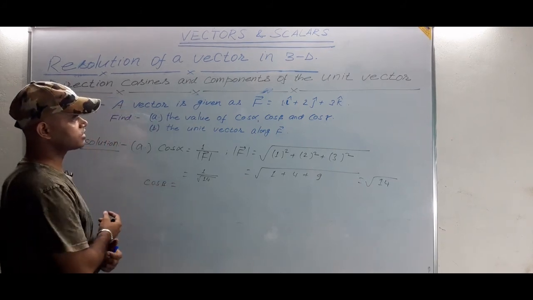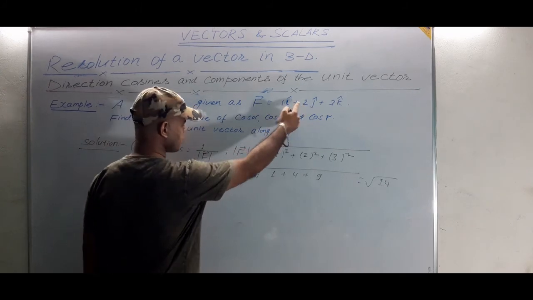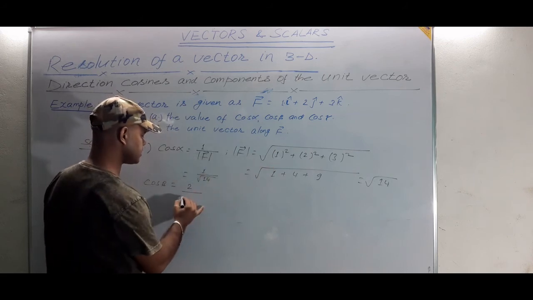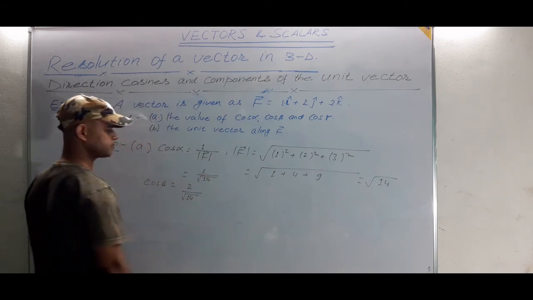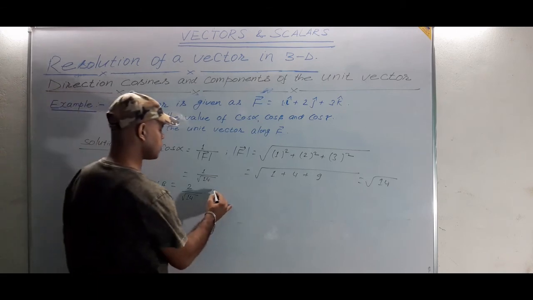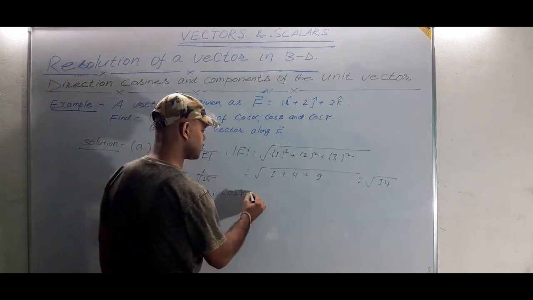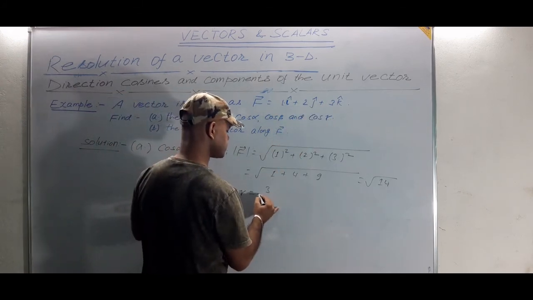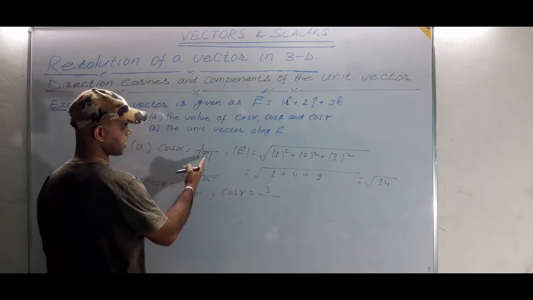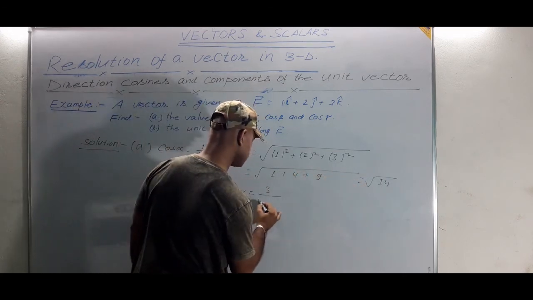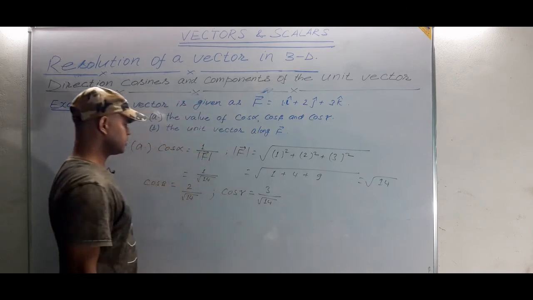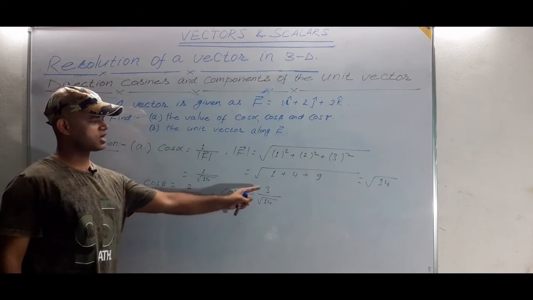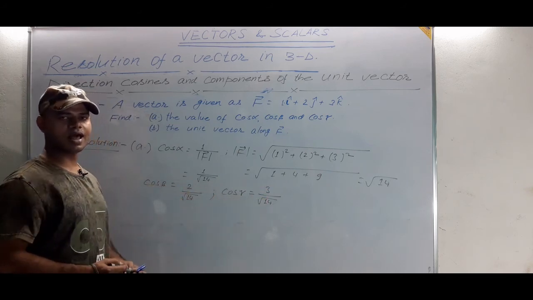Cos beta, beta is the angle with respect to the y-axis. So we take the y component, so 2 upon the magnitude of the vector, we have already calculated, that is root 14. So 2 upon root 14, right? And cos gamma. Gamma is the angle with respect to the z-axis. So we'll take the z component divided by the magnitude of the vector, that is root 14, so 3 upon root 14. So cos alpha is 1 upon root 14, cos beta is 2 upon root 14, and cos gamma is 3 upon root 14. So these are the direction cosines.